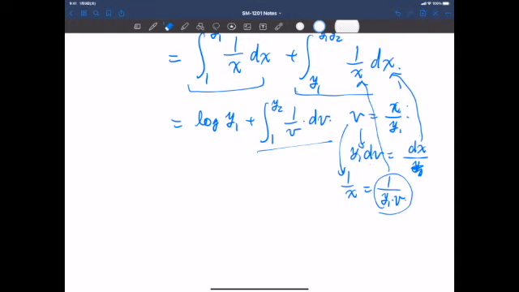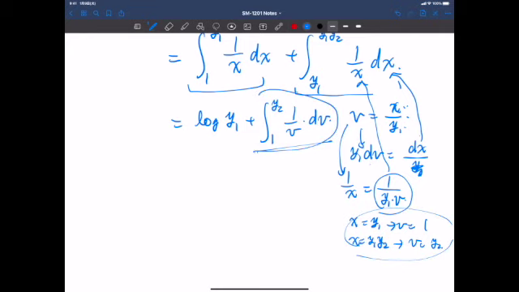When x is y1, then v is y1 over y1, which is 1. And when x is y1 times y2, then v is y2. So therefore we get this integral. But this is just log y2. So we have proved this lemma.